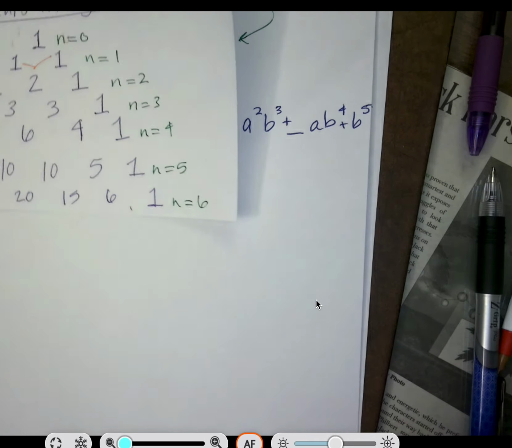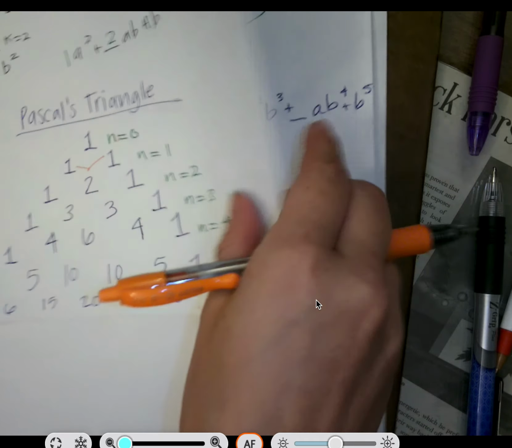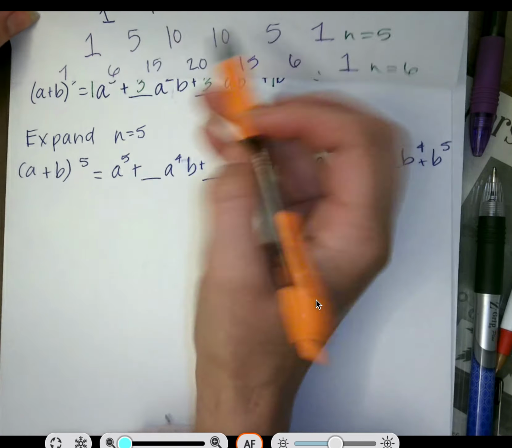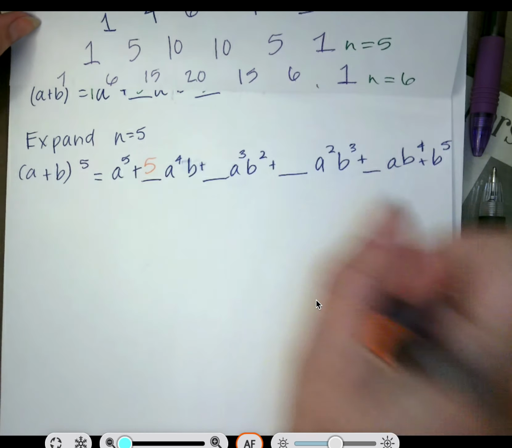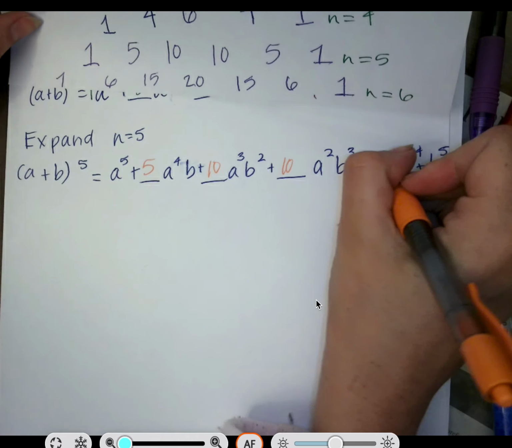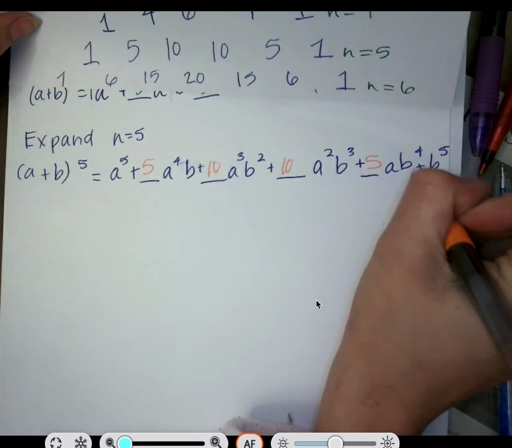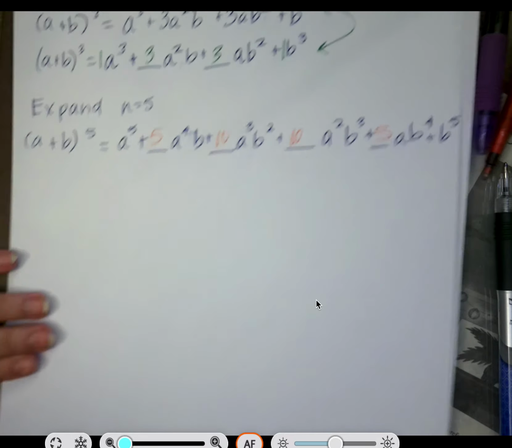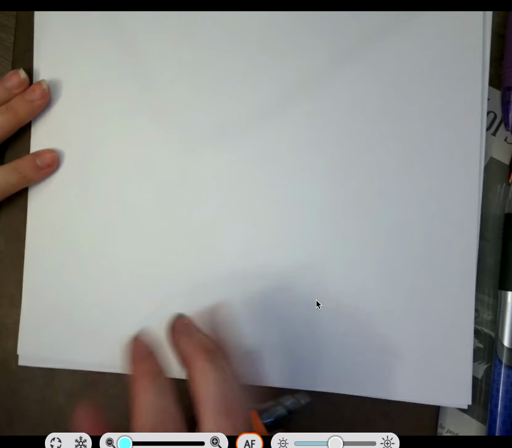When n equals 5, our coefficients are 1, 5, 10, 10, 5, 1.